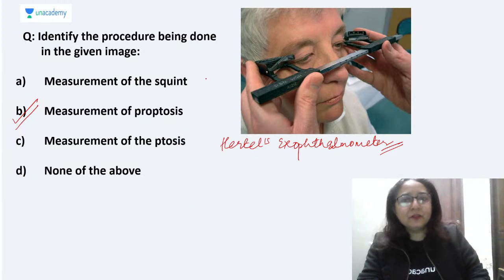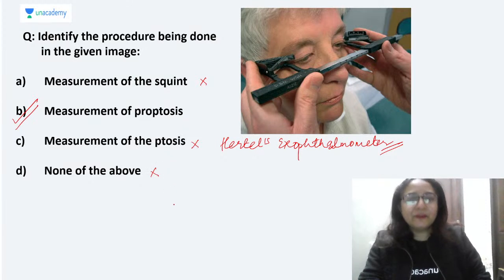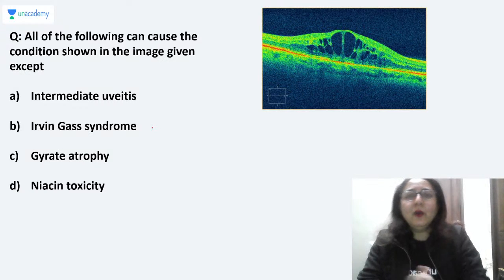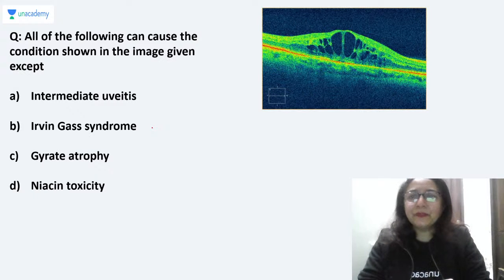Okay, it is not measurement of squint, the ptosis. No, this is obviously not the choice. There is something being done which is here measurement of the proptosis. Hertel's exophthalmometer is used for measurement of proptosis, right? Okay, right. So this is an investigation based question. So let's see what's being asked.